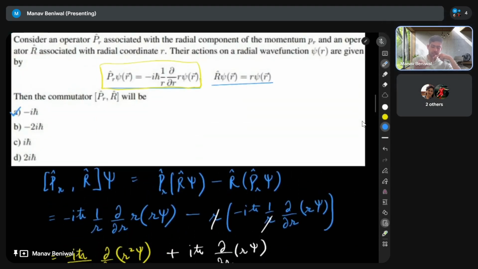One more comment. If these were the eigenkets of P and R, then we would have got the commutator to be 0, because we can measure both of them at the same time. But here, because we don't get 0 for the commutator, that also implies that they do not share the same eigenkets. They have different eigenkets.